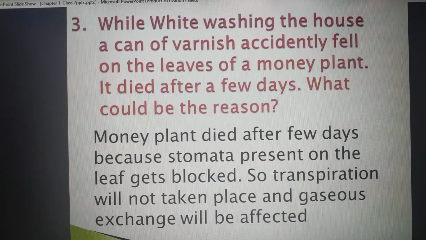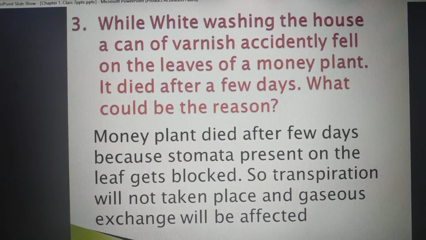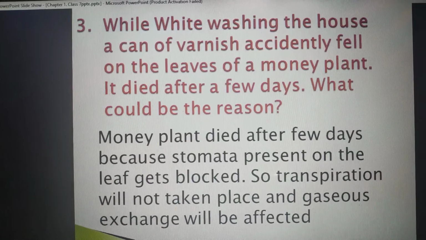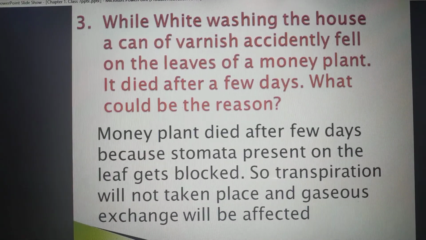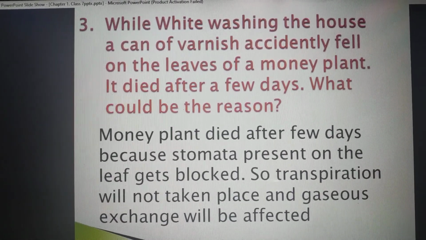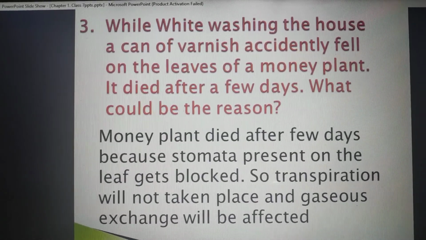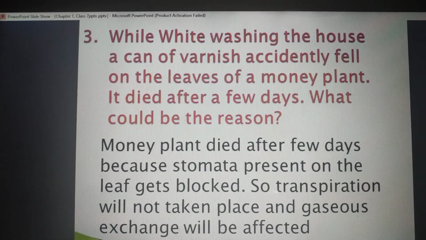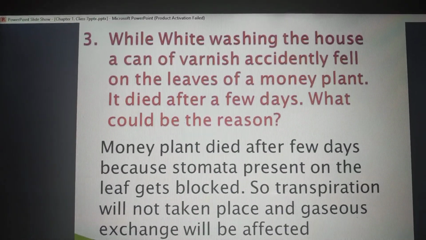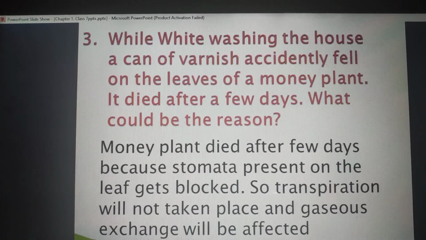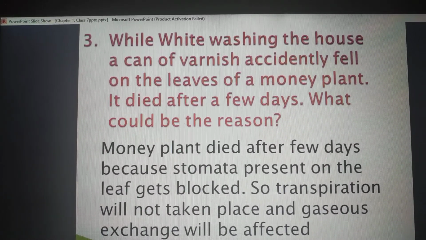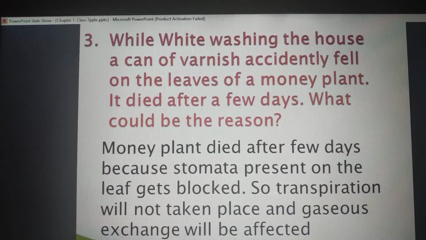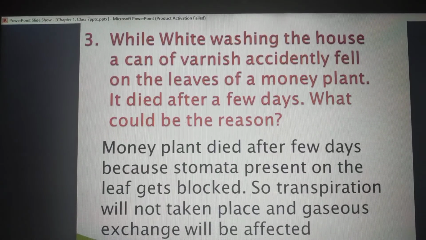While whitewashing the house, a can of varnish. Here this can, the bottle, or we can say any jar which contains paint. Varnish is a type of paint which we use to apply on the doors, windows, etc. to color them. Now, while whitewashing the house, a can of varnish accidentally fell on the leaves of a money plant. It died after a few days.